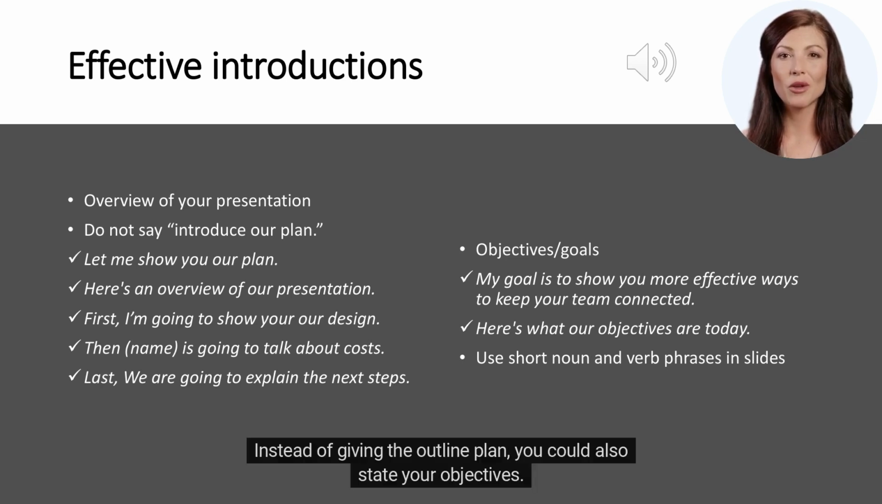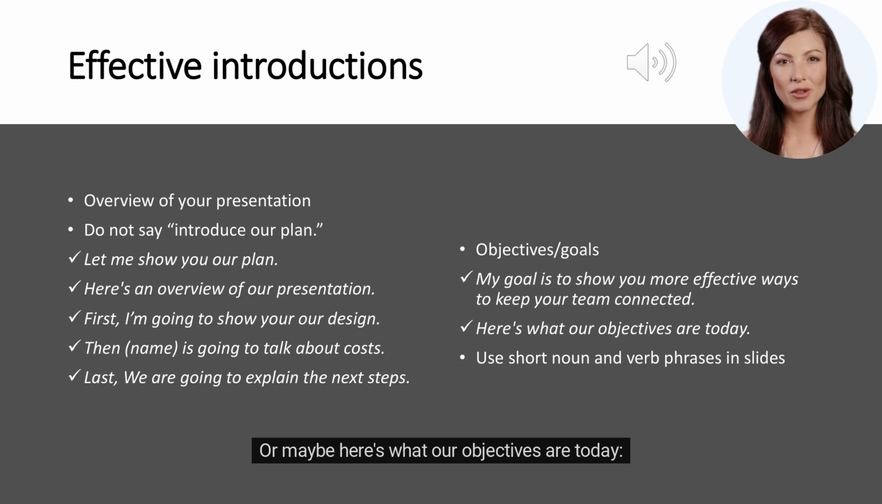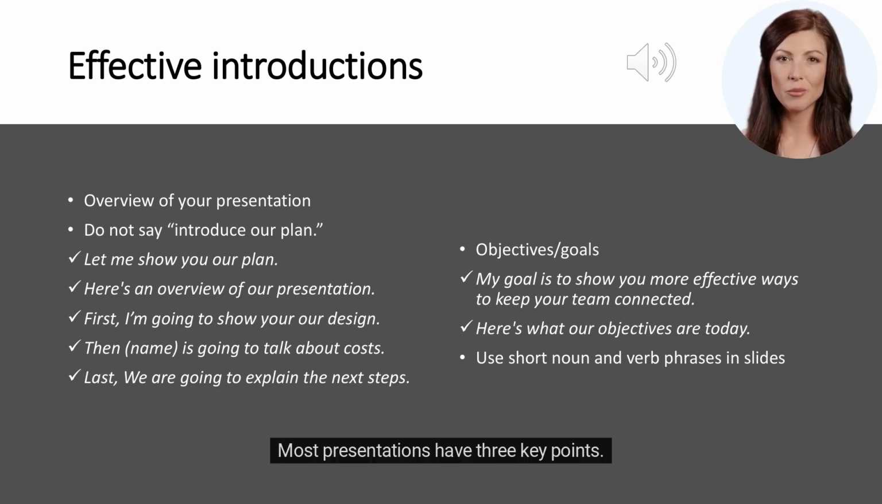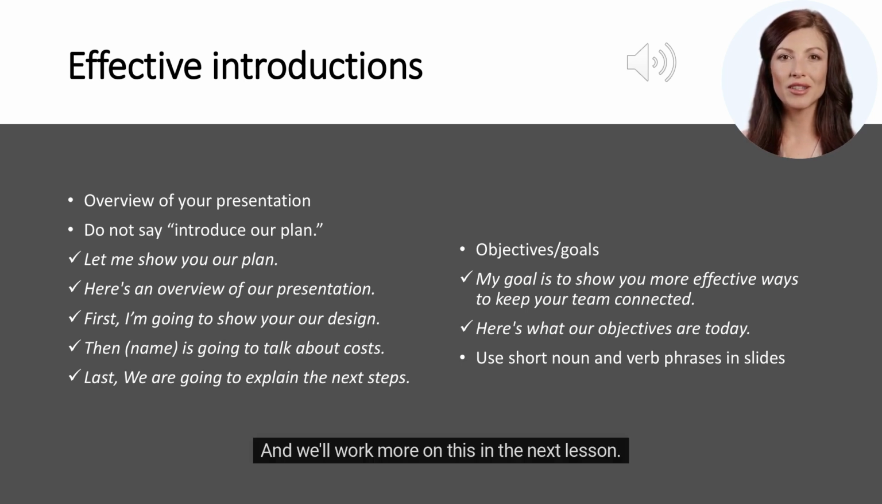Instead of giving the outline plan, you could also state your objectives. For example, my goal is to show you more effective ways to keep your team connected. Or maybe here's what our objectives are today. Most presentations have 3 key points. If you're showing your overview or objectives in a slide or a handout, use short noun or verb phrases or possibly short questions. And we'll work more on this in the next lesson.